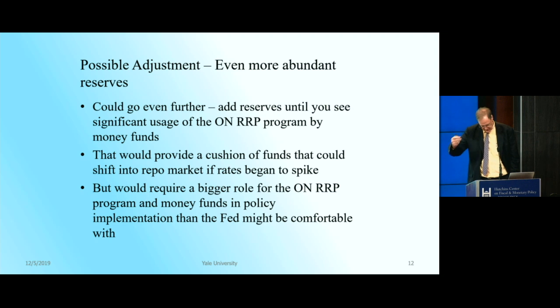You could add reserves until you start getting significant usage of the overnight RRP facility, for example, which has been very, very small for some time. That would provide a cushion of funds that could then be allocated to the private repo markets if rates began to spike. But that would require a bigger role for the overnight RRP program and a bigger role for money market funds in implementing monetary policy. The committee, at least back in 2014, when they discussed these issues in some detail, just wasn't really comfortable with that. They thought that was too big a role for the Fed, too big a footprint. And so they were not inclined to do something like that. My guess is they still aren't inclined to do something like that.